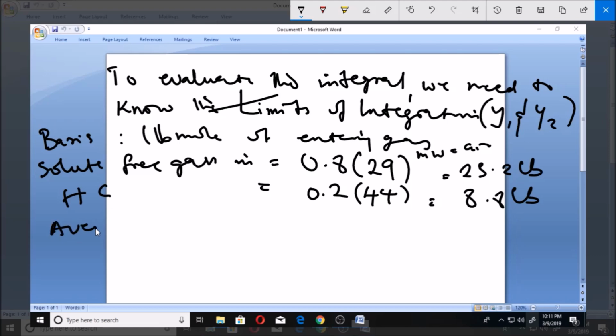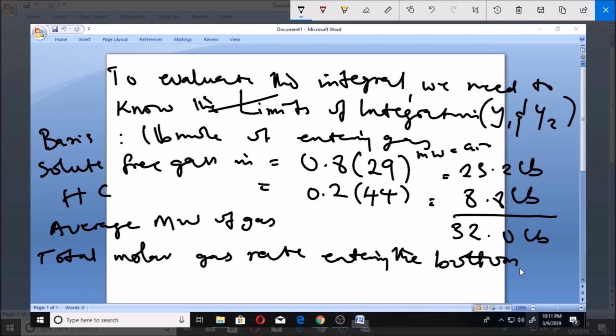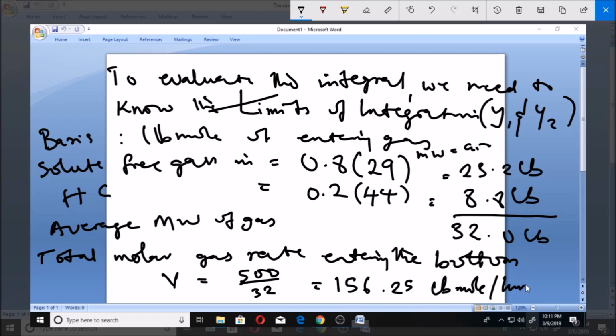So when we calculate the average molecular weight of the total gas, both the air and the hydrocarbon, we have 23.2 plus 8.8, which is 32.0 pounds. So the total molar gas rate entering the bottom of the absorber, V, is going to be 5,000 over 32, which gives us 156.25 pound moles per hour feet squared.